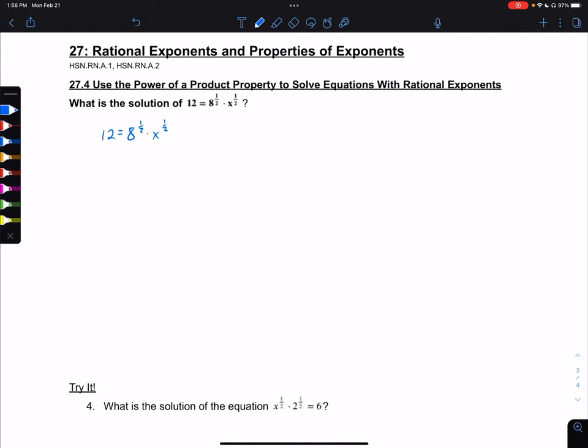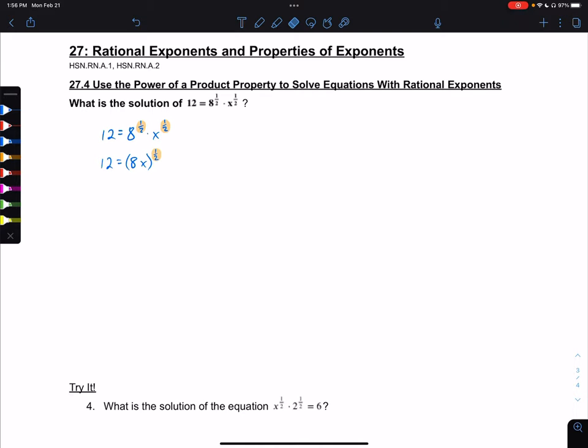This time the variable is one of the bases rather than being in the exponent. So we're still going to use properties of exponents, but instead of the variable being in the exponent, it will be in the base. My first step is going to be to multiply the bases, so 8 times x, and then those two will be raised to the 1/2 power. Now I can do this because my powers are the same. Okay, multiplying bases, keeping that power.